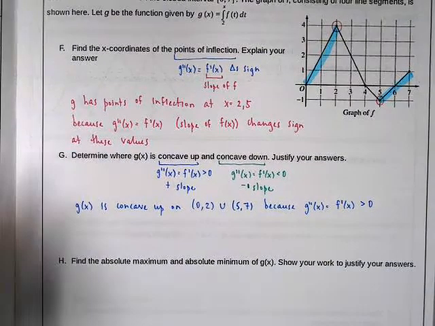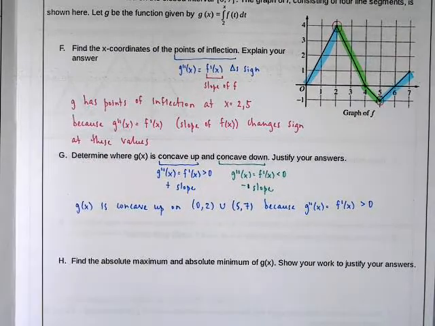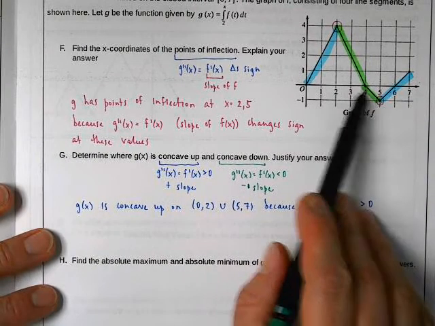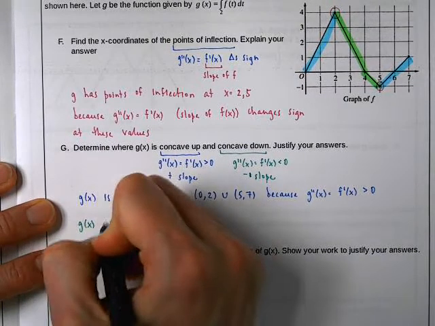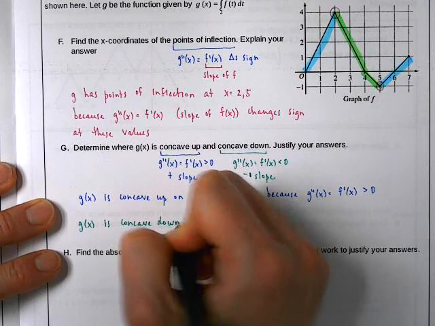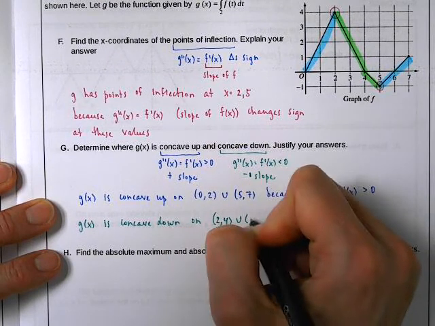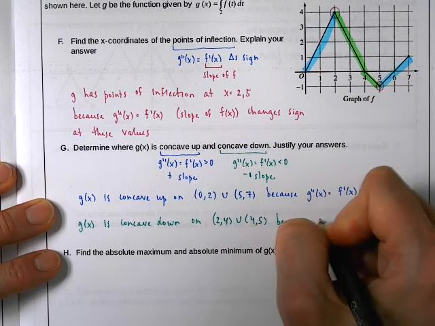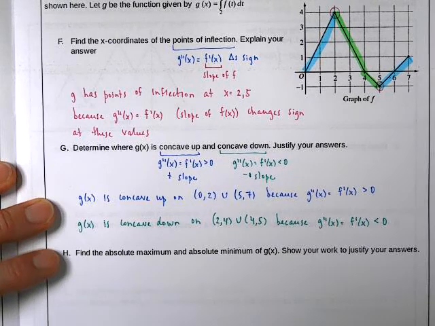Now for a negative slope, I'm going to have this interval here. It's always a negative slope, but because I have a corner-ish point here, I'm going to express this as two intervals. So I would say g of x is concave down on the interval from 2 to 4 and 4 to 5, because g double prime of x equals f prime of x is less than 0.